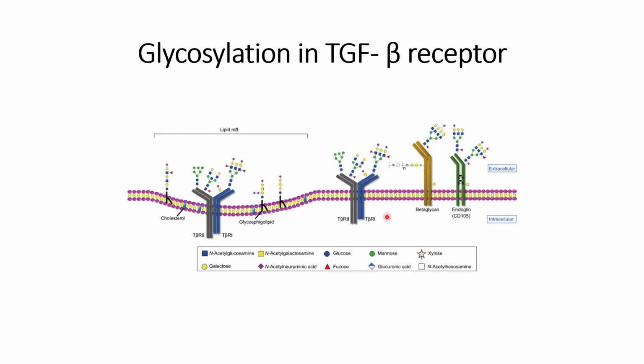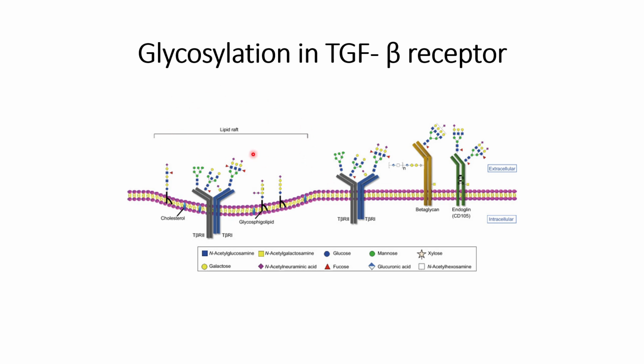Before going into that, there is one more element: betaglycan. It is a core protein which is connected to GAGs, or glycosaminoglycans, and it also has a role in TGF-beta signaling, but that role is not clearly understood.